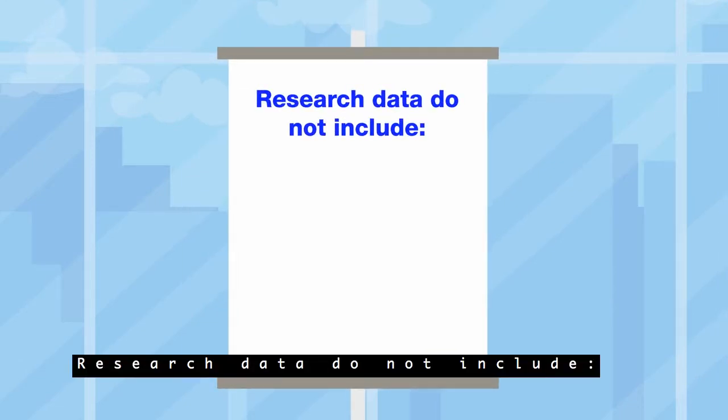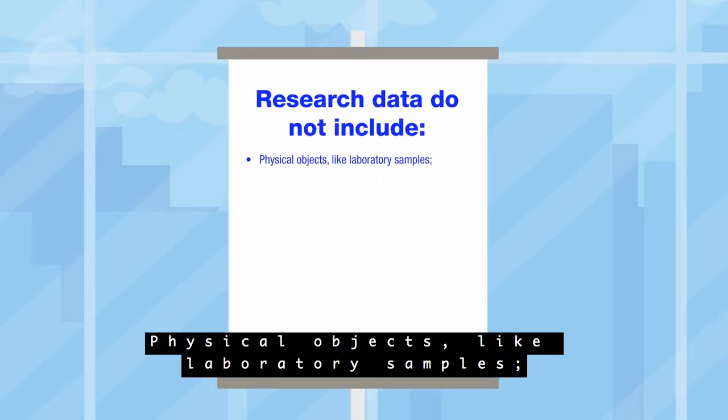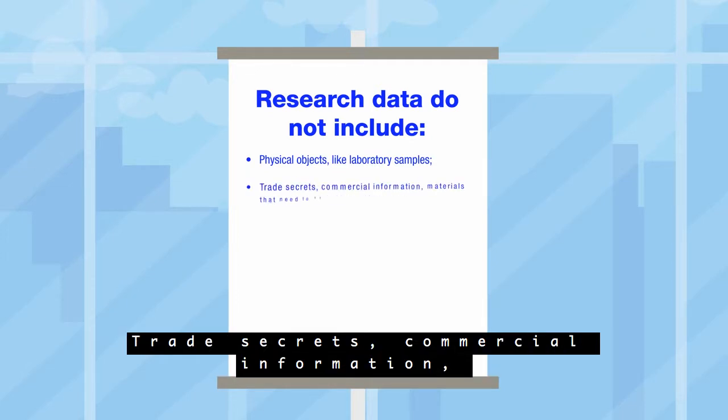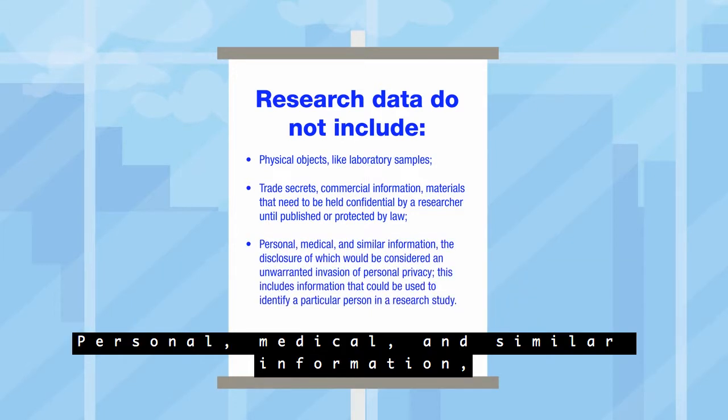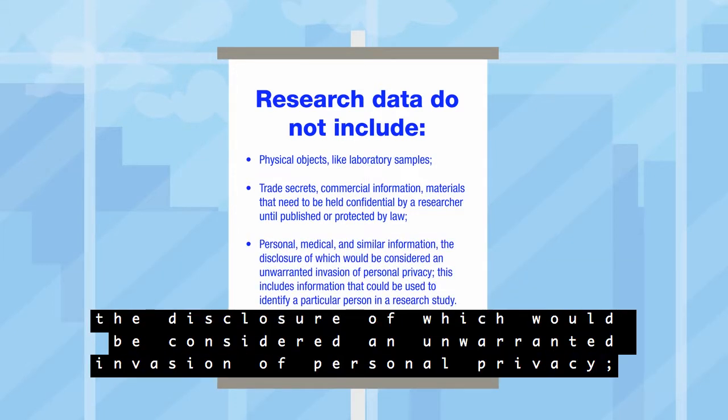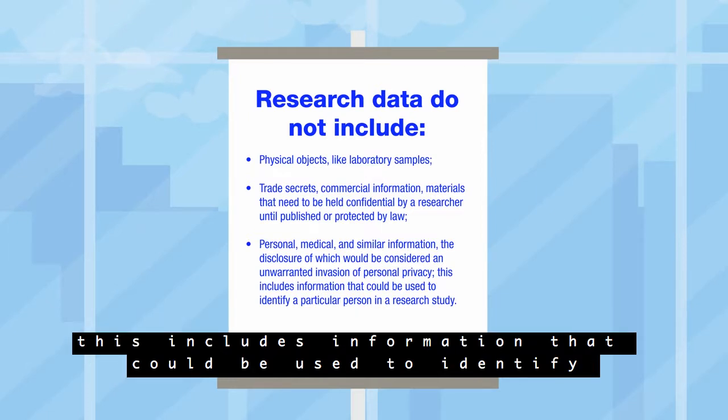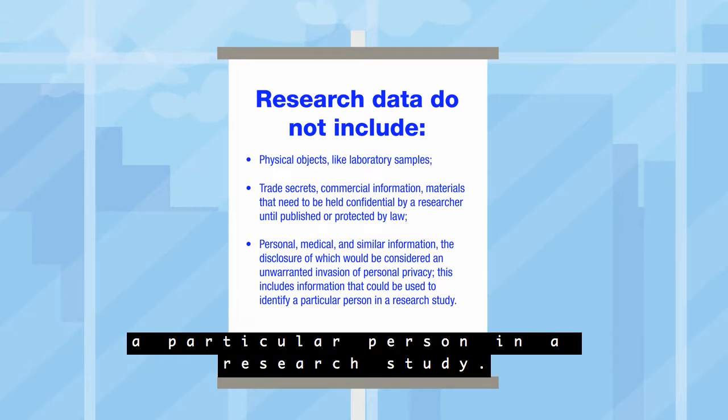Research data do not include physical objects like laboratory samples, trade secrets, commercial information, materials that need to be held confidential by a researcher until published or protected by law, personal, medical, and similar information, the disclosure of which would be considered an unwarranted invasion of personal privacy. This includes information that could be used to identify a particular person in a research study.